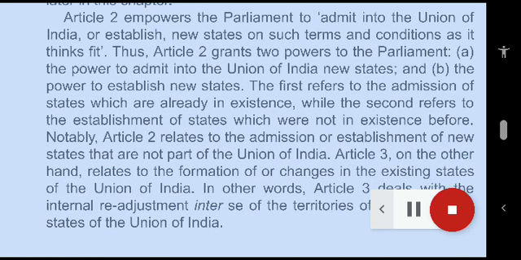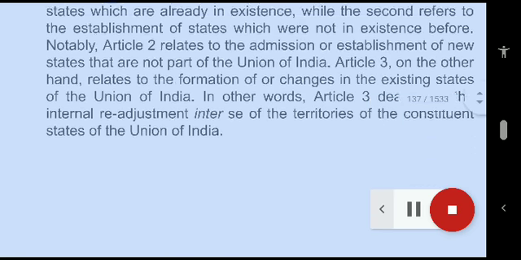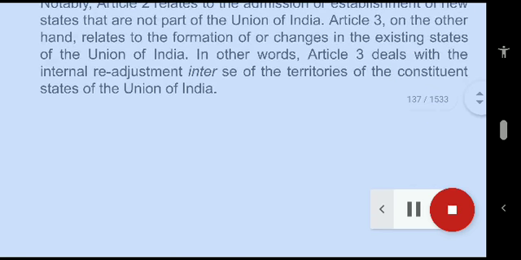Notably, Article 2 relates to the admission or establishment of new states that are not part of the Union of India. Article 3, on the other hand, relates to the formation of or changes in the existing states of the Union of India. In other words, Article 3 deals with the internal readjustment inter se of the territories of the constituent states of the Union of India.